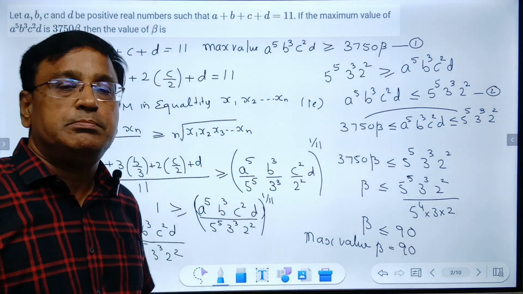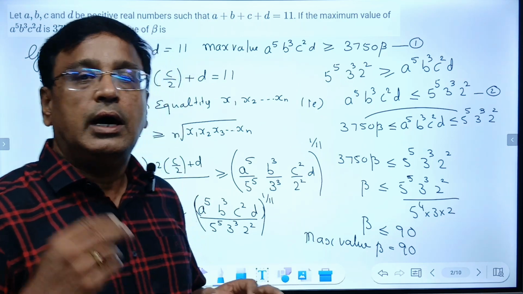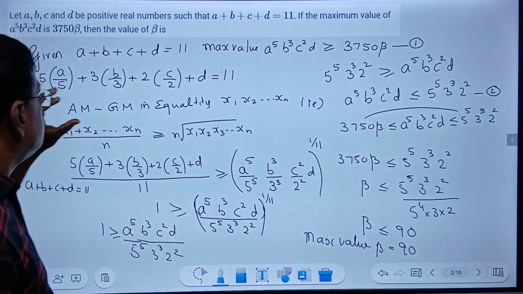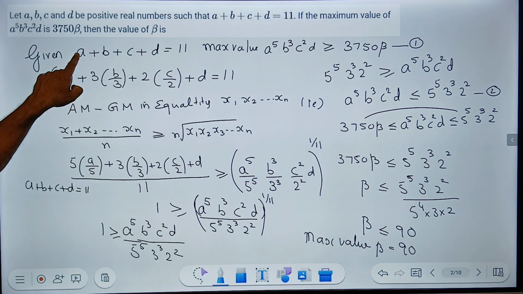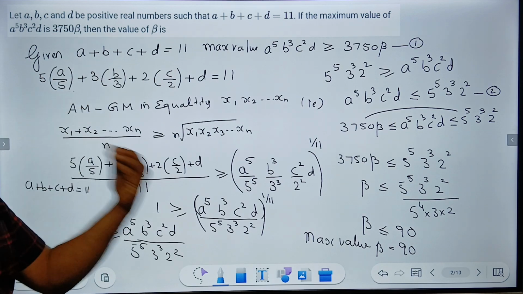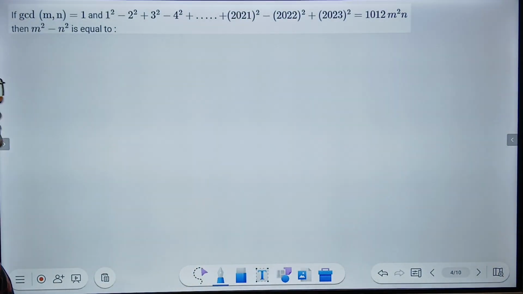If you have questions, please do put your question in your comment section so that I will definitely respond to that. The idea of this problem is breaking this a into a by 5 times, b by 3 times. That is the best part of this problem. Now let's go to the next question. What is the next question?